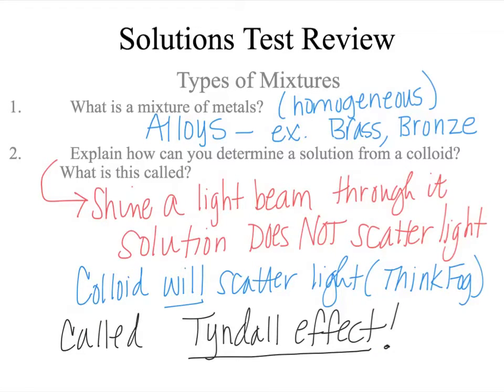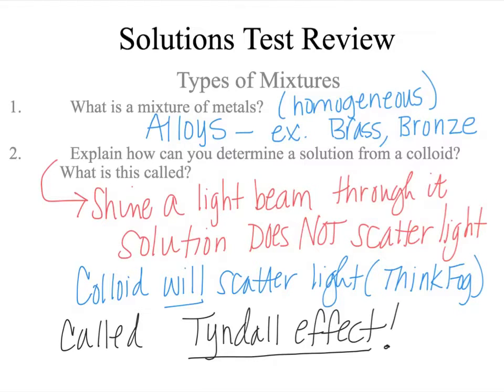Types of mixtures is the next section on your review, and again, this is where those definitions are going to come in handy. It wants to know what a mixture of metals is, and the solution of metals we call an alloy. We talked about examples of brass and bronze being alloys. Remember, those are homogeneous mixtures. Homogeneous means the same throughout, uniform in composition. You can't tell the difference.